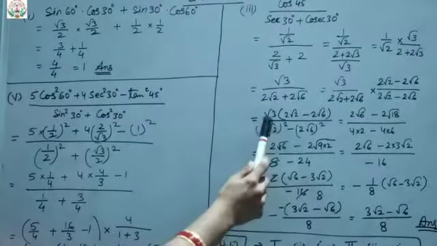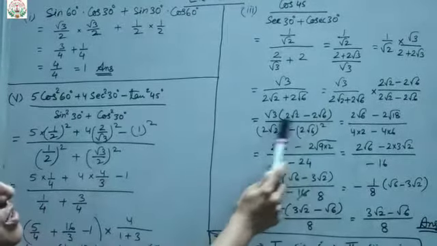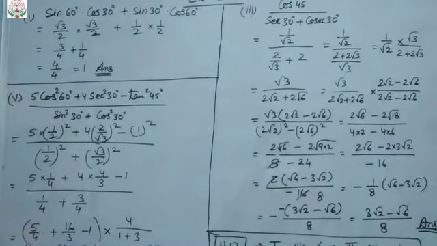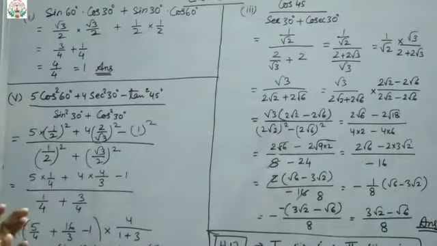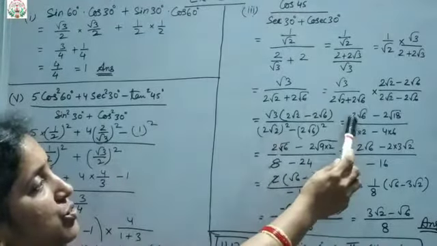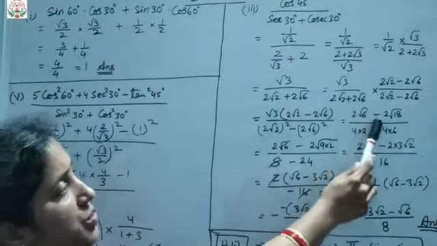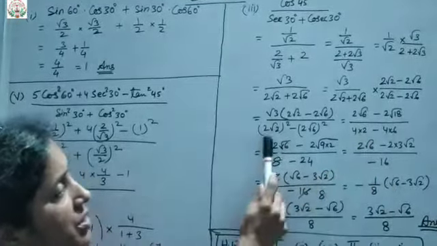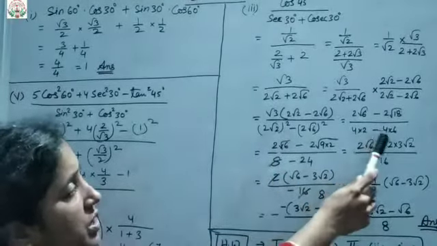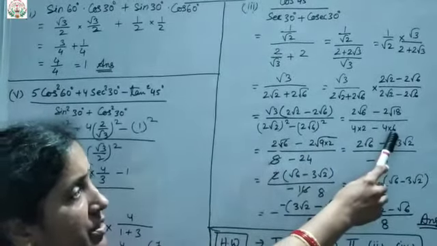Now rationalize and multiply this root 3 into the numerator, that is 2 root 2 minus 2 root 6, upon, this is a plus b into a minus b. What is the formula you know? A plus b into a minus b will be a square minus b square, is it not? Now multiply this root 3 to the numerator, what you will get? 2 root 6 minus 2 root 18, upon this one square will be 4, 2 square is 4 and root 2 square will be 2 only. So minus, this 2 square will be 4 and root 6 square will be 6 only.